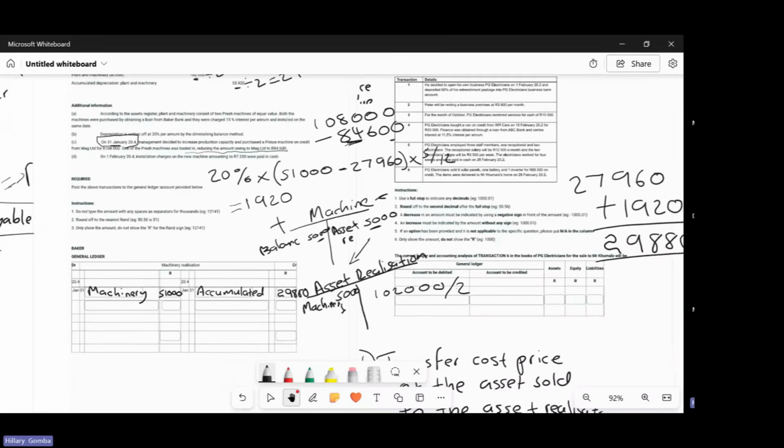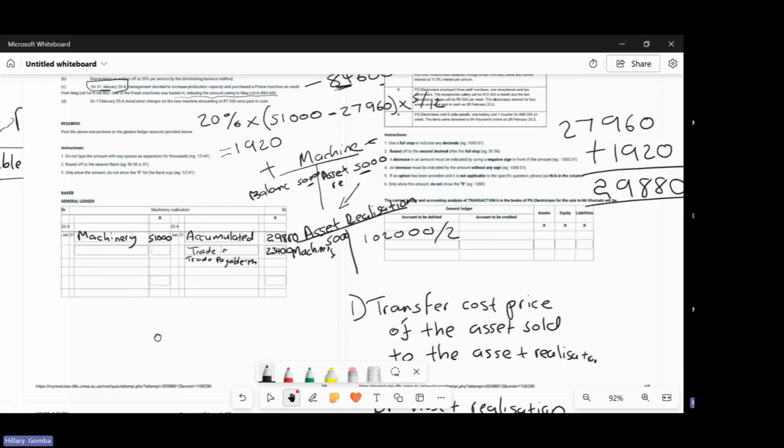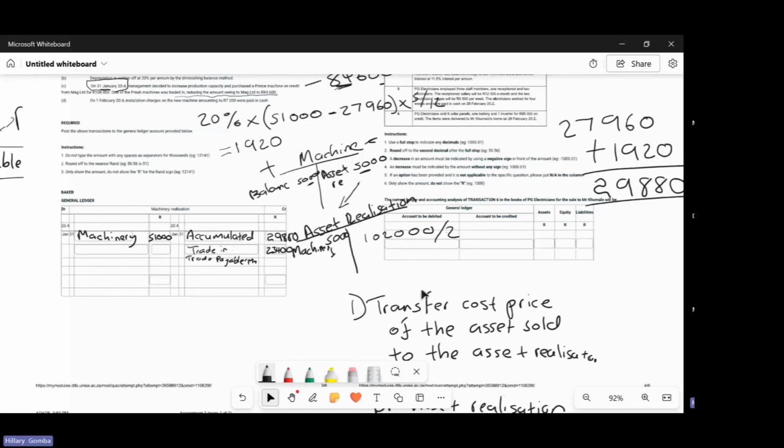23,400, which will be what? Your trade in, or you can record it as a trade payable, and then you record the company's name, which is MEG Ltd. Then you record it 23,400. And then now, since we are done with this step, you now need to calculate by saying which side is more than the other. So you say 29,880 plus 23,400. How much do you get?